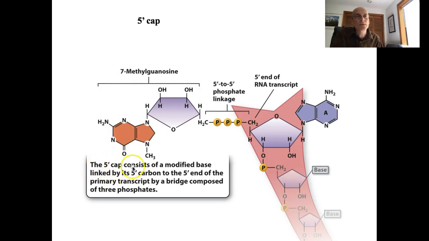Your book says the 5' cap consists of a modified base, that's this, linked by its 5' carbon to the 5' end of the primary transcript by a bridge composed of 3 phosphates. So this part here is basically our base, right, that we have seen before. It's guanosine. It's basically G, but it has an extra methyl group here. That's why it's called a modified base. It's essentially just another G on there that isn't recognized as a G because of that methyl group. And that's linked with these 3 phosphate groups here to the end. That gives you the 5' cap. That makes it stable.